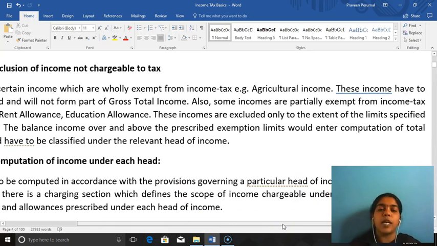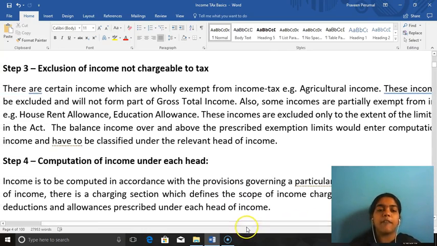The balance income over and above the prescribed exemption limit would enter computation of total income and has to be classified under the relevant head of income. So what happens? There are two types of exemption. One is the complete exemption, full exemption, where the income is fully exempt from the Income Tax Act. Next is the partial exemption. What is the meaning of partial exemption? The income is partially exempt from the Income Tax Act. So these are the two broad heads.